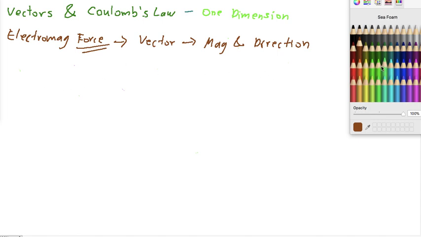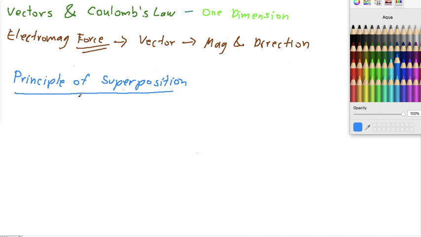Now, one thing I would like to point out before we keep going is something that confuses many students, and it's called the principle of superposition. Now you may be wondering, what in the world is this? That sounds really complicated. All it means is that forces act upon each other as if there was no other force interfering. So I'm going to do an example to show you what I mean by this.